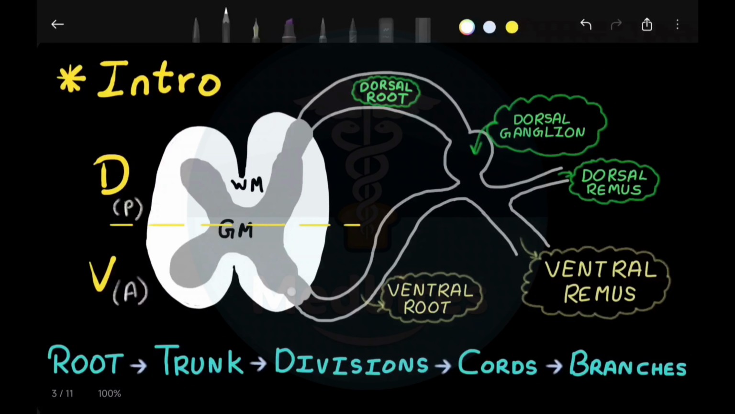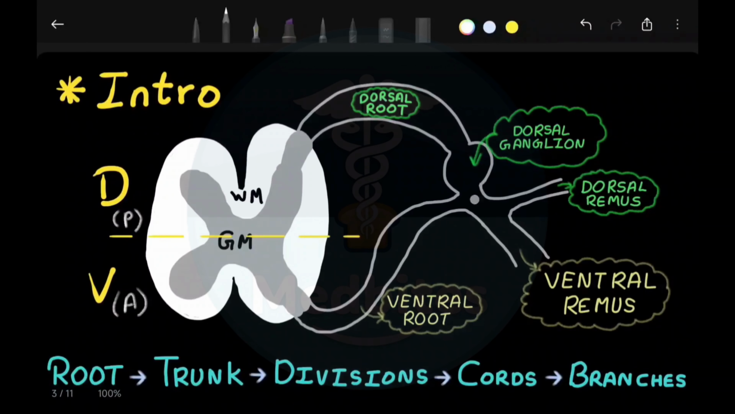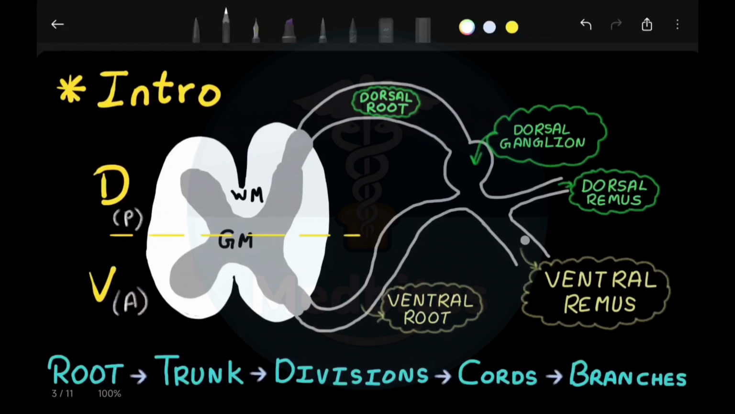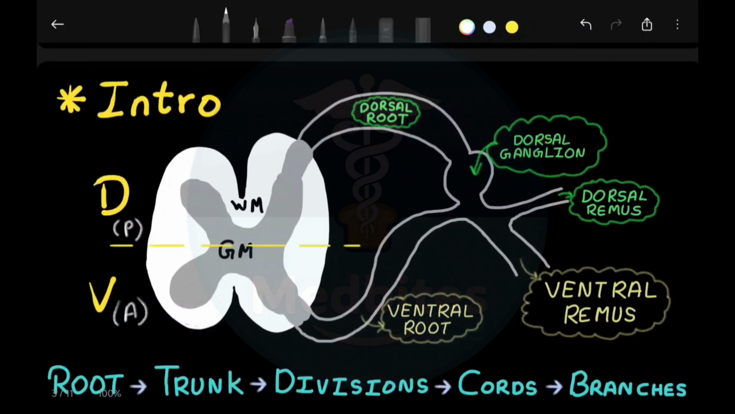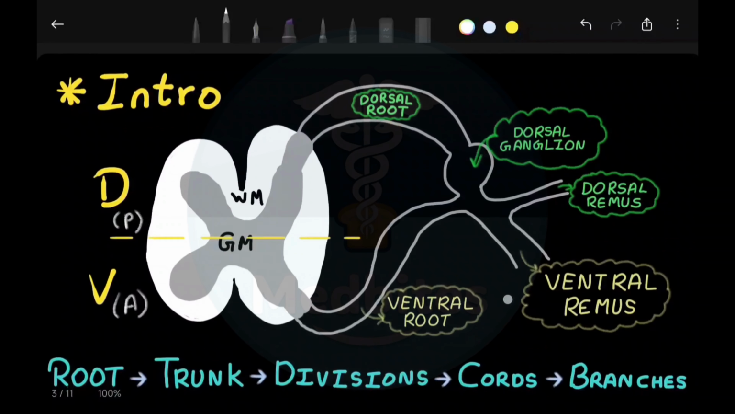From the anterior horn comes the ventral root. Now, the dorsal root and the ventral root will combine and they will form two rami, the dorsal ramus and the ventral ramus. The brachial plexus is formed by the ventral ramus. Its main function, that is the function of the plexus, is to provide motor and sensory innervations to the entire upper limb. Remember this sequence throughout the diagram: root, trunk, division, cord and branches. Everything in the brachial plexus follows this order.